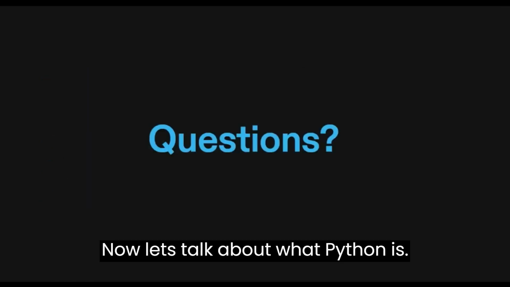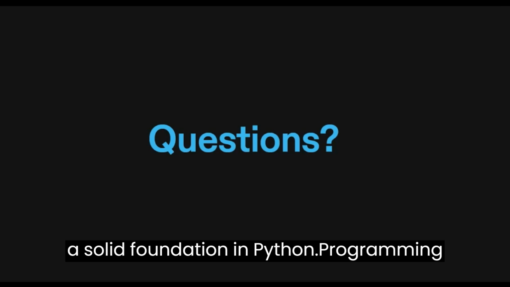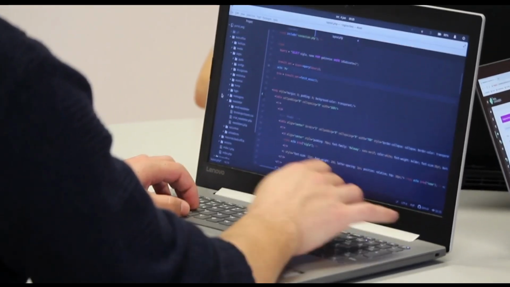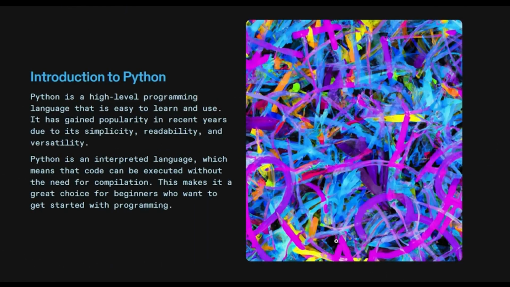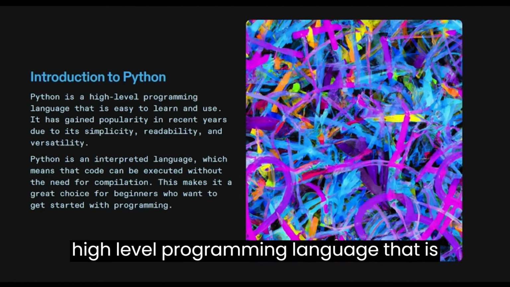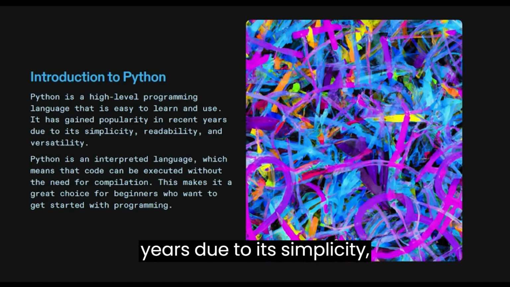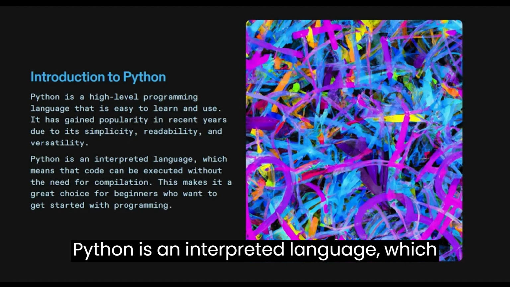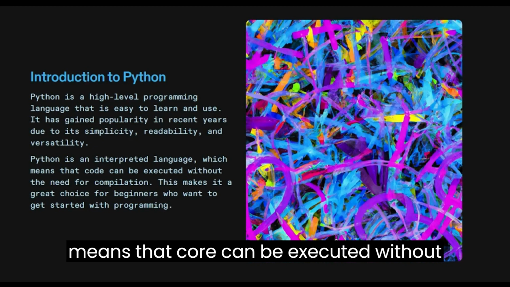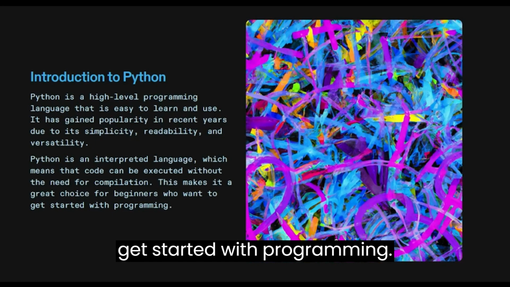Now let's talk about what Python is. By the end of this course, you will have a solid foundation in Python programming and be able to use it for various tasks. So, what is Python? Introduction to Python. Python is a high-level programming language that is easy to learn and use. It has gained popularity in recent years due to its simplicity, readability, and versatility. Python is an interpreted language, which means that code can be executed without the need for compilation. This makes it a great choice for beginners who want to get started with programming.